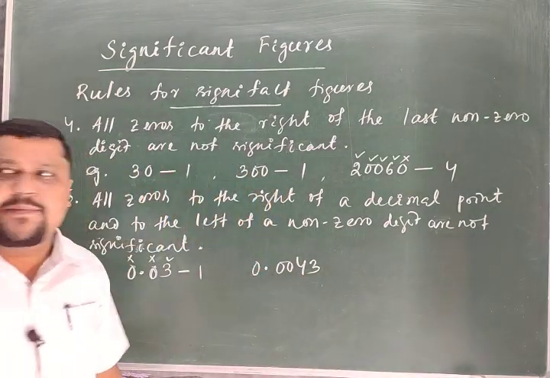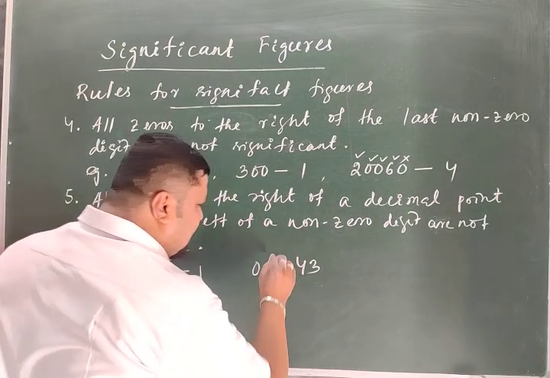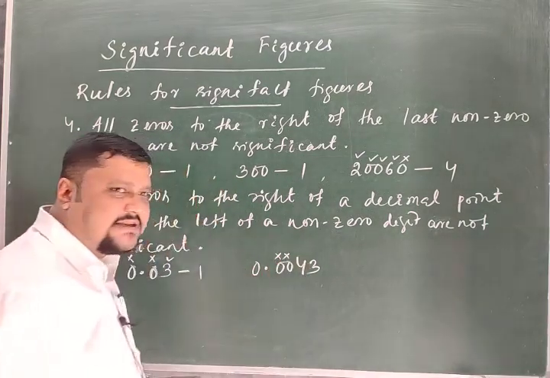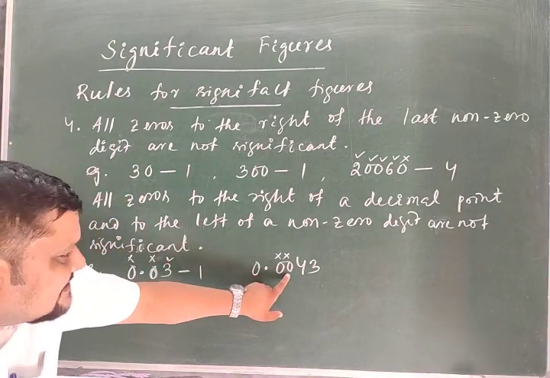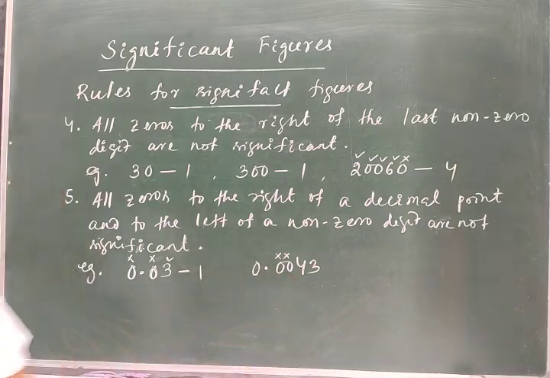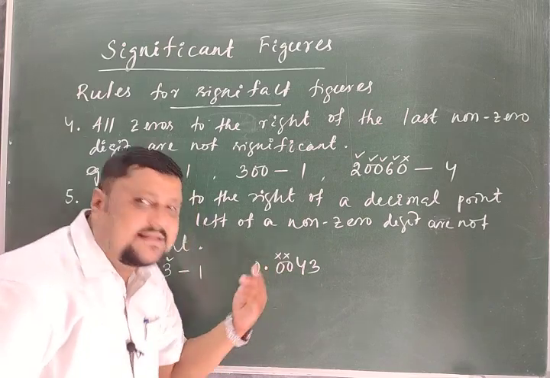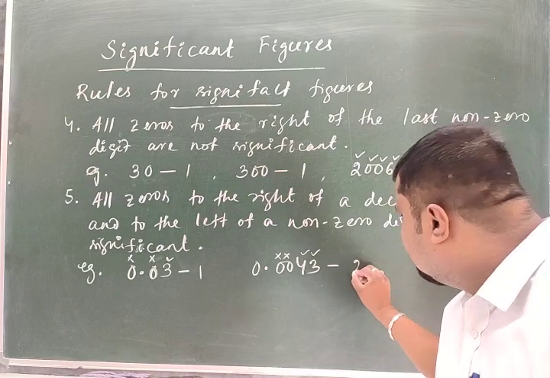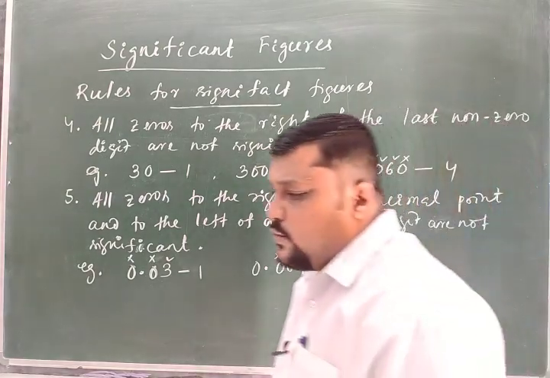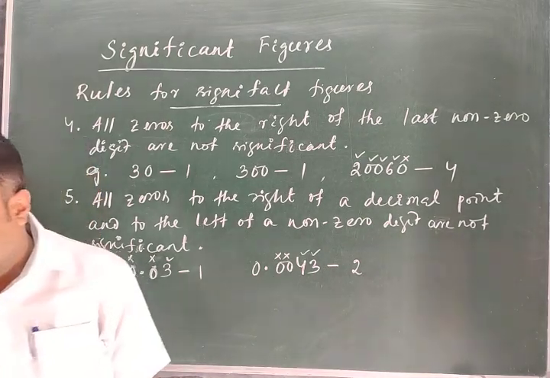Then if you go for another example like that, if I write 0.0043, what is the significant figure? Here in this measurement, 0.0043, this zero is not significant, this zero is not significant, because they come what? The zeros to the right of the decimal point. These zeros are to the right of the decimal point and to the left of a non-zero digit. So this is not significant and this is also not significant. So which one is significant? These 4 and 3 are significant. So I will write the significant figure as 2. Clear? So this is the method to calculate the significant figure.